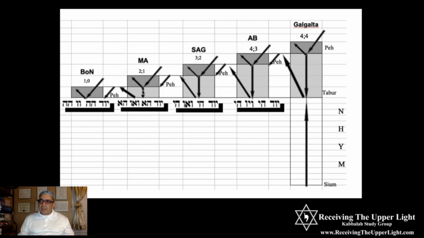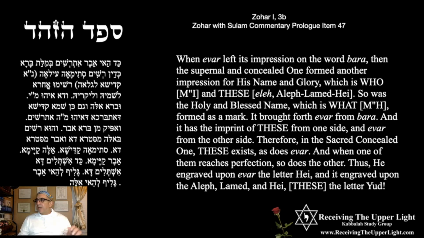This is basically Atzilut here. These are the partzufim that are created when Galgalta, which is the Malchut that creates a restriction because of the bread of shame, starts receiving the light in accordance to giving back to the Creator. Okay, let's go back to 6.